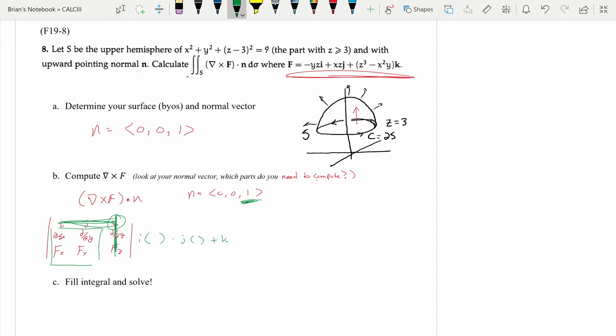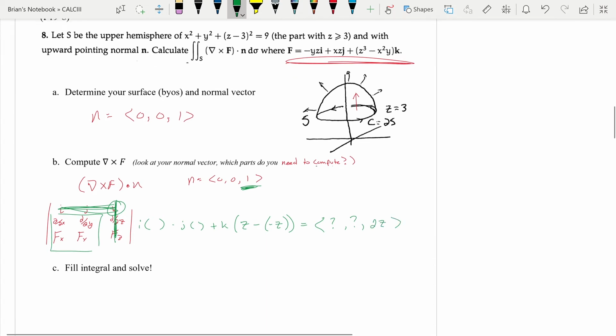So we'll do the partial x times f of y, and our f of y is xz. So we'll get z, minus, okay, and now we need to go the other way. We need f of x times partial y, which is negative yz times partial y. So we'll get a negative z times k. So for our vector, we'll get something we don't care about, and then something we don't care about, and then what we'll get is 2z.